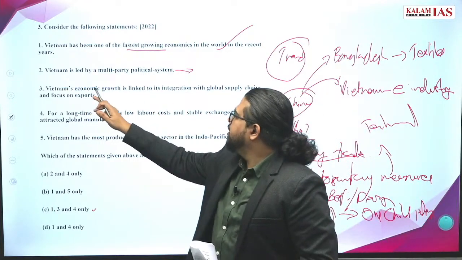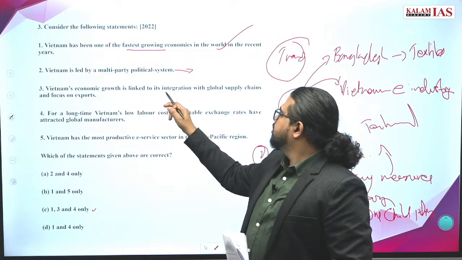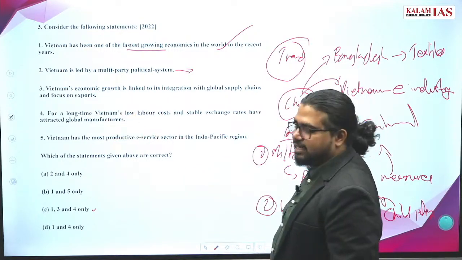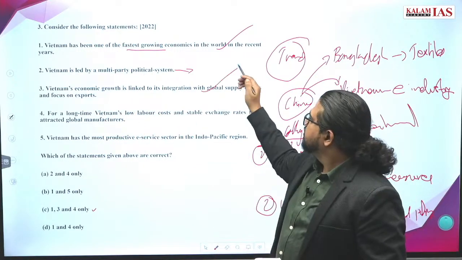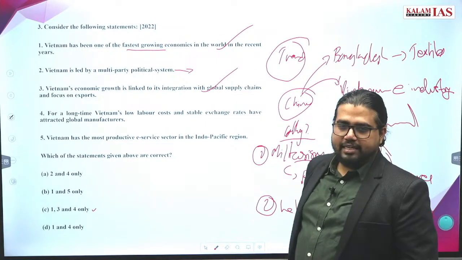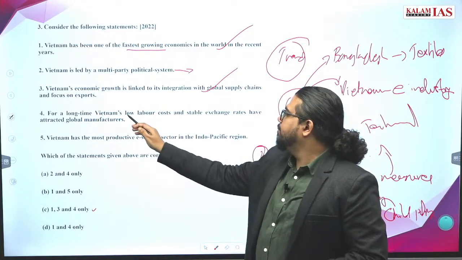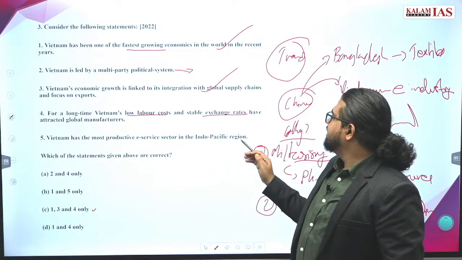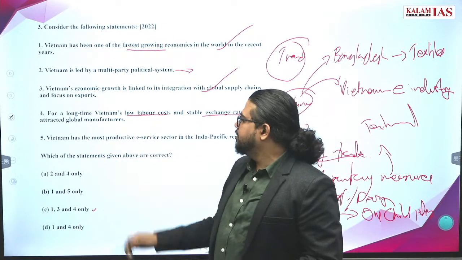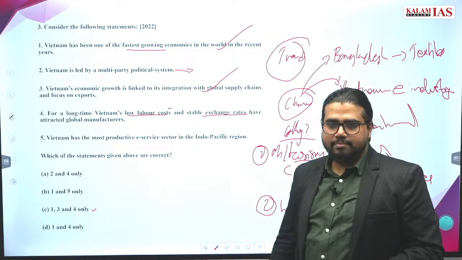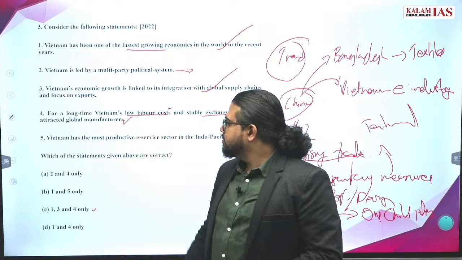Come to the third option. Vietnam's economic growth is linked to integration with the global supply chain and focus on exports. Very much, industry is growing by doing this only. So I should take 3 as right, and 1 as right. Now, for a long time Vietnam's low labor cost and stable exchange rate have attracted global manufacturers. Low labor cost maybe, but stable exchange rate I have no idea about, not sure.